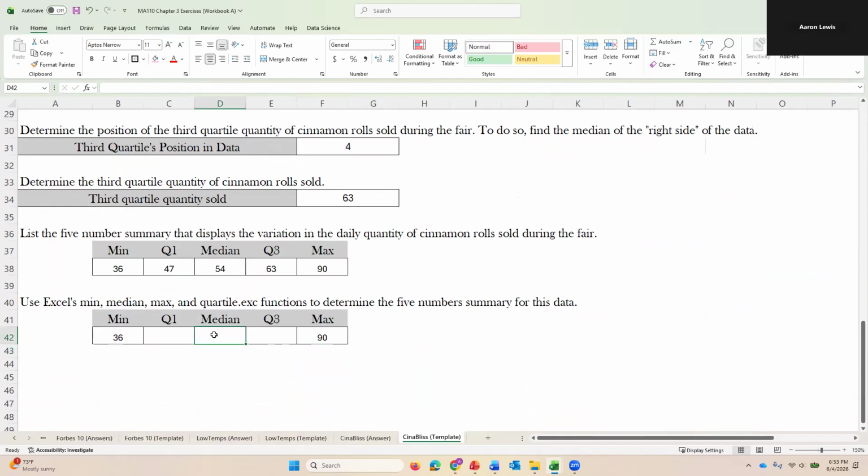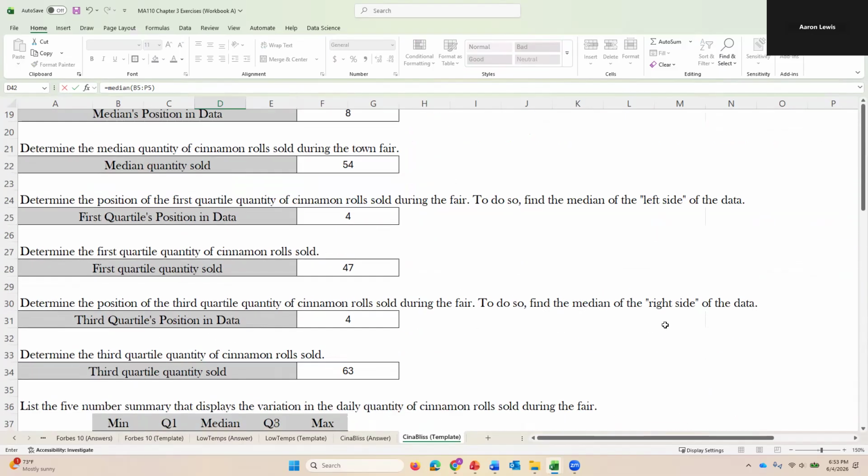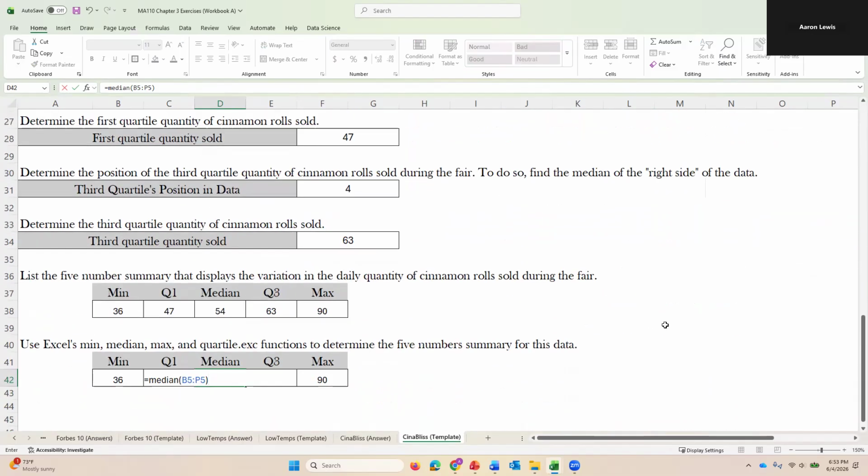We did the median in a previous video. It's the median function. So equals median, open a parenthesis, highlight all of the data that you have listed here. And you'll have the median of B5 through P5. And you can see our median matches the way that we identified it by hand. And now we go to the quartiles.